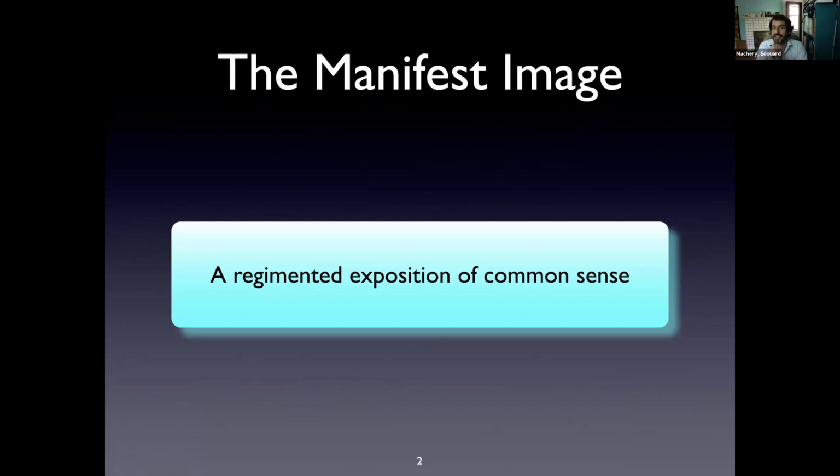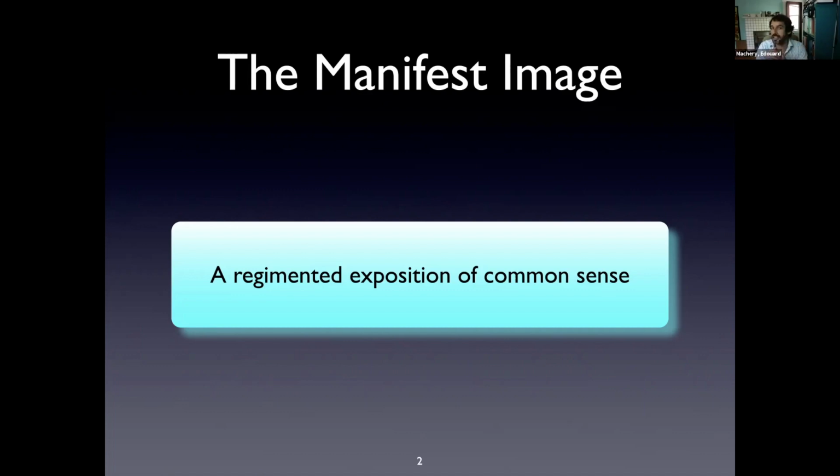I do not aim at textual accuracy. I don't exactly know what Sellars had in mind. It's not very clear when you read the text, but here is my best gloss at explaining what the manifest image might be. The manifest image is a regimented exposition of common sense. What do I mean by common sense? It's people's intuitive understanding of the world around them.